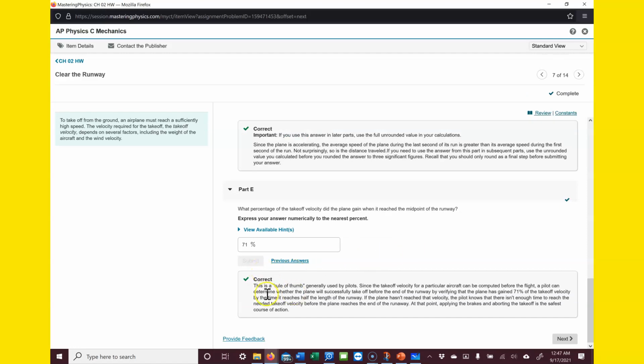And we've got an interesting explanation. This is a rule of thumb generally used by pilots. Since the takeoff velocity for a particular aircraft can be computed before the flight, the pilot can determine whether the plane will successfully take off before the end of the runway by verifying that the plane has gained 71% of the takeoff velocity by the time it reaches the halfway point of the runway. If it has not, the pilot knows there isn't enough time to reach the needed takeoff velocity, and he can abort the takeoff.